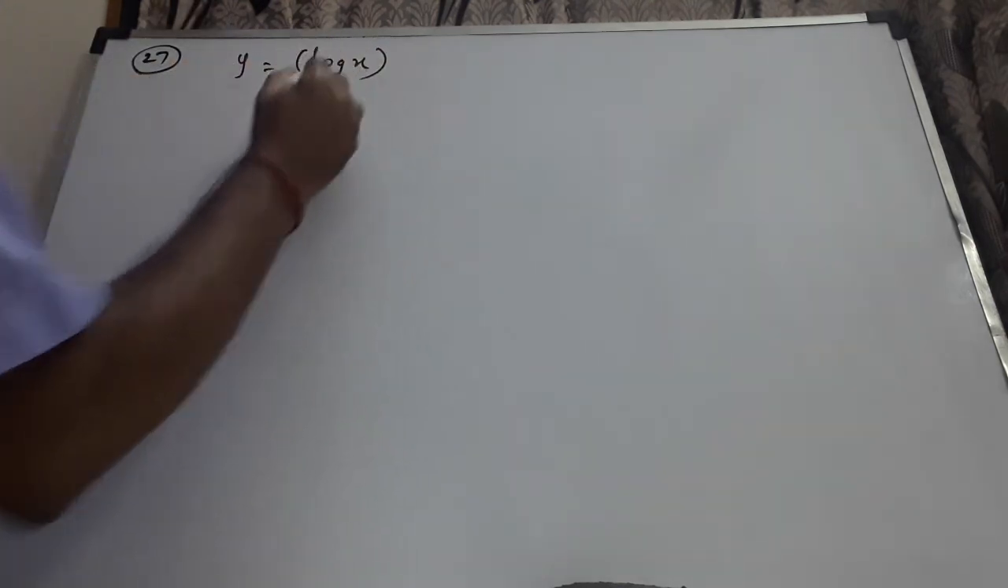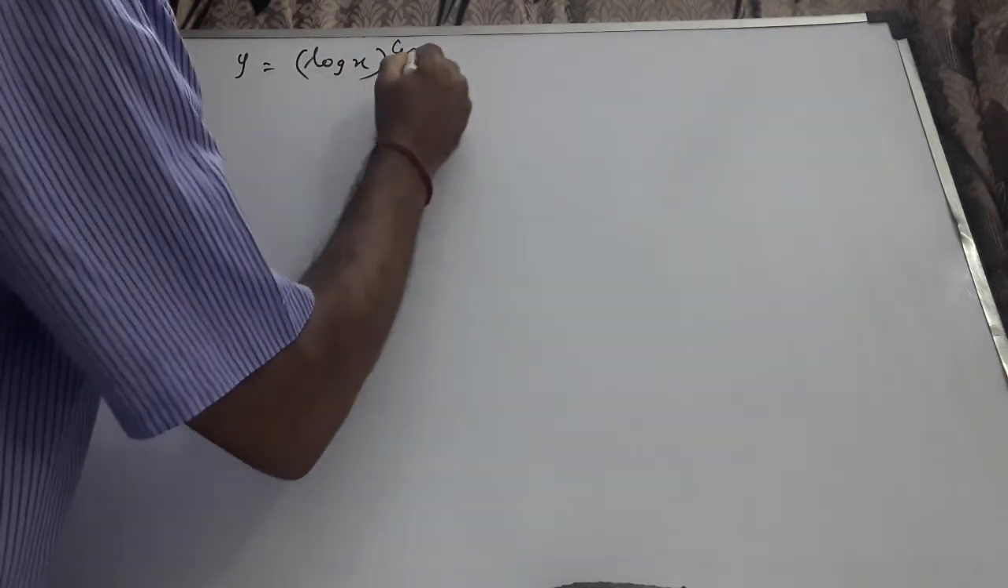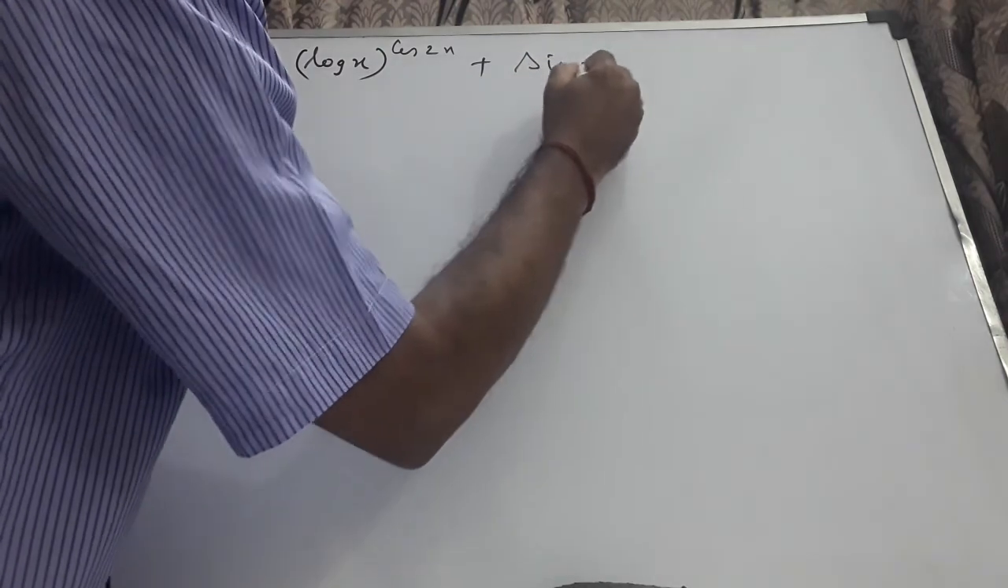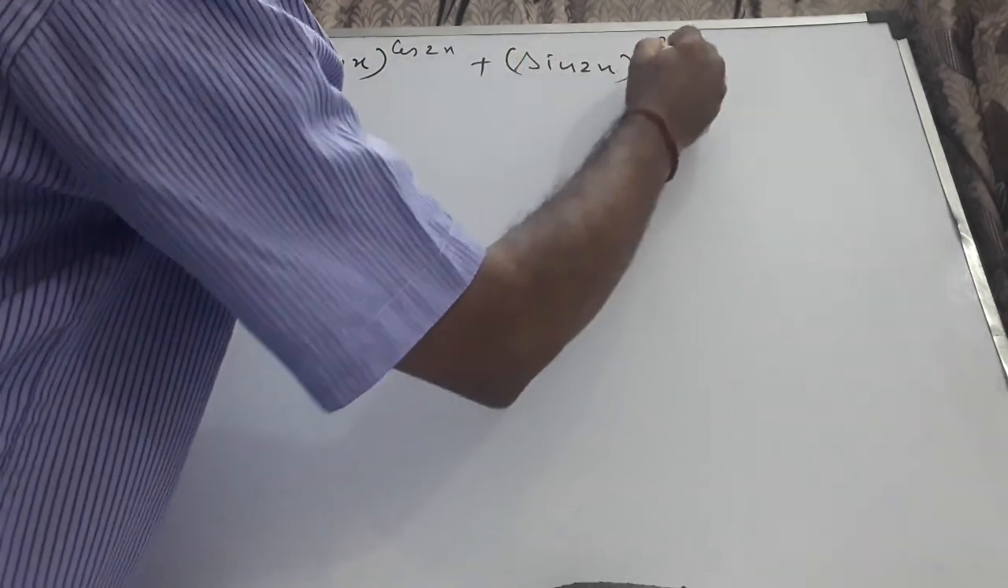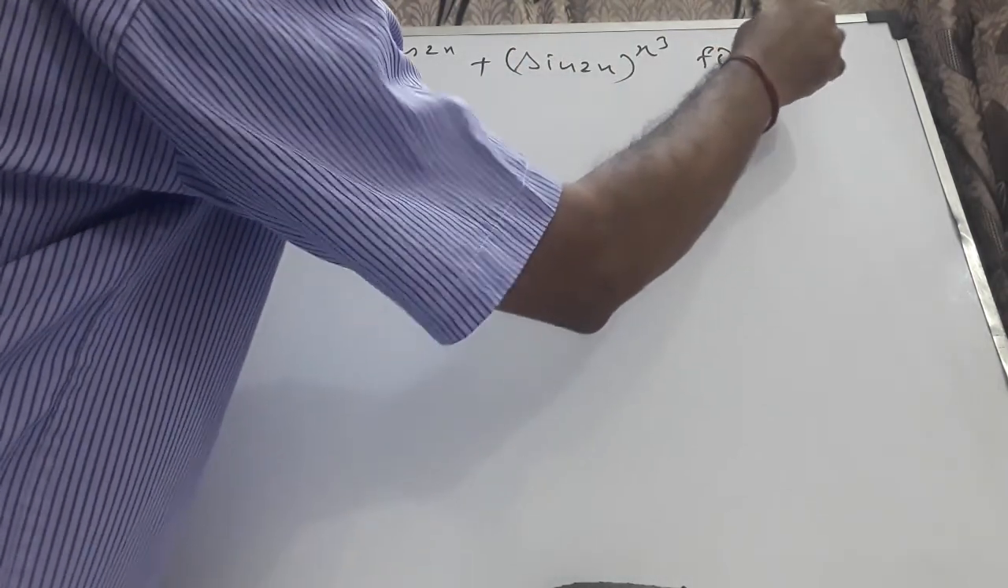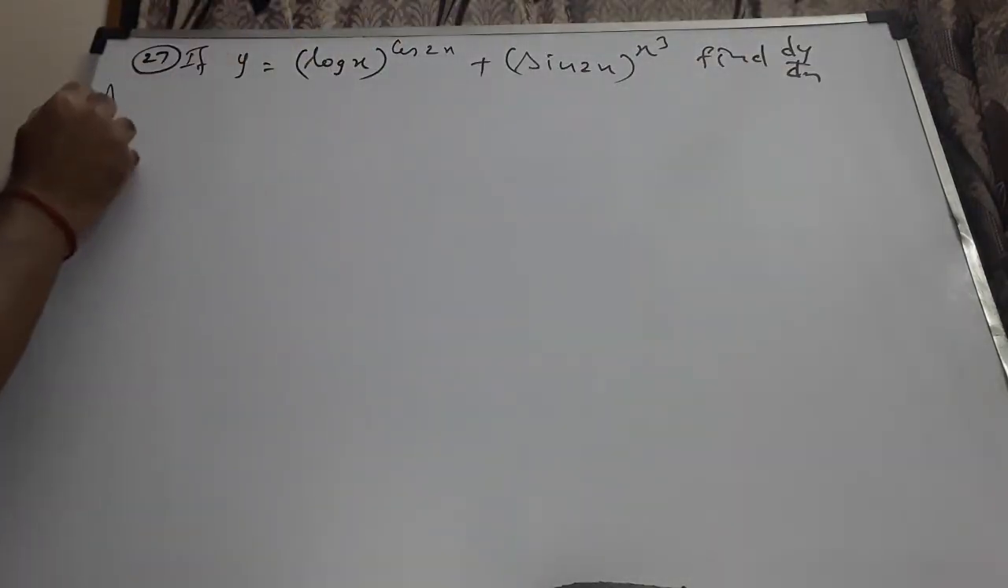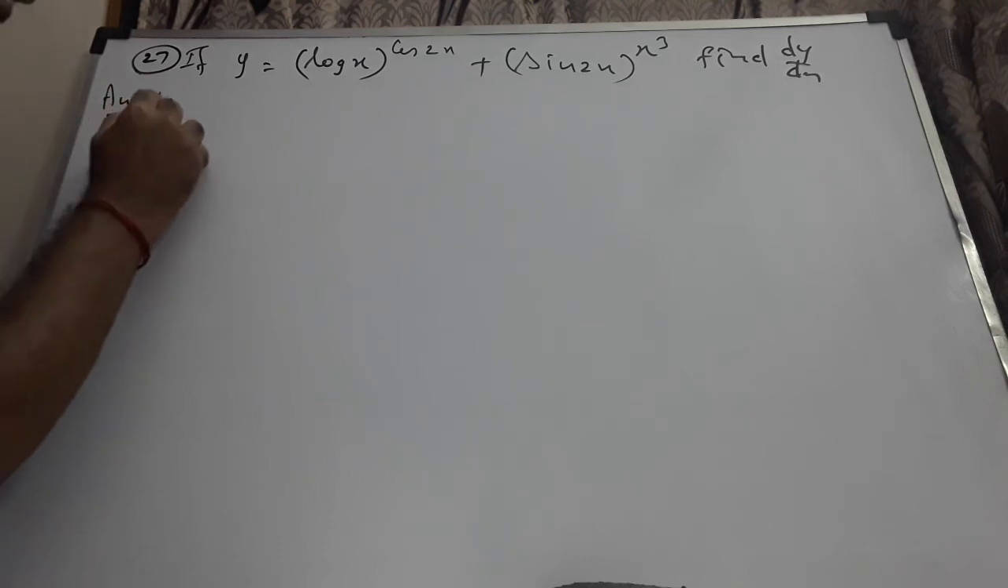If y is equal to log x raised to cos 2x plus sin 2x raised to x cube, find dy by dx. This is your 27th question. Okay, answer goes like this.